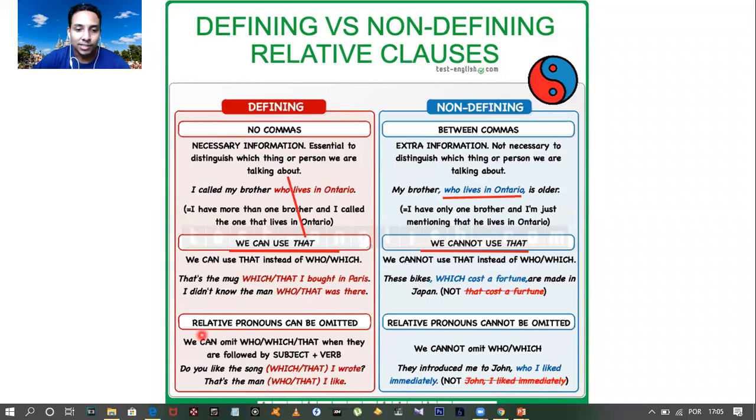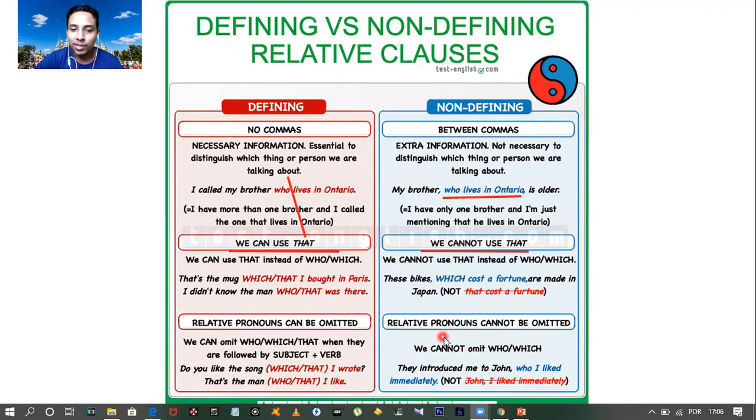The next part, let's go. Here, relative pronouns can be omitted. Omitted, yes, you can shorten the sentence. Look at here. Do you like the song which I wrote? So you can omit: Do you like the song I wrote? Number 2, that's the man who I like. So that's the man I like.